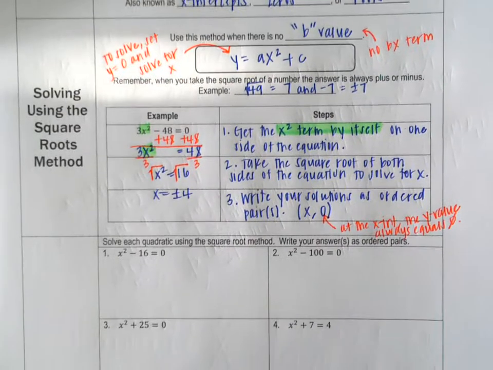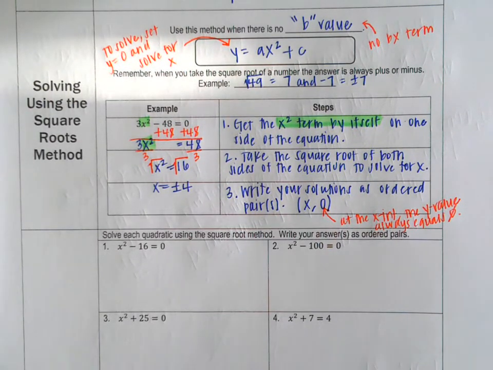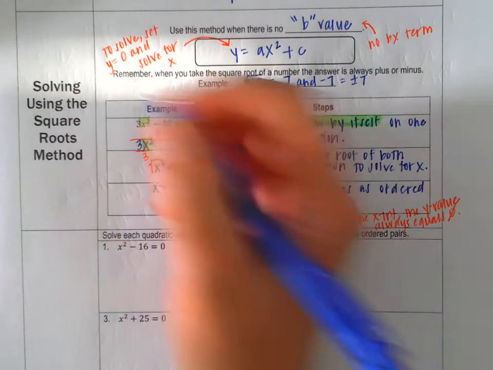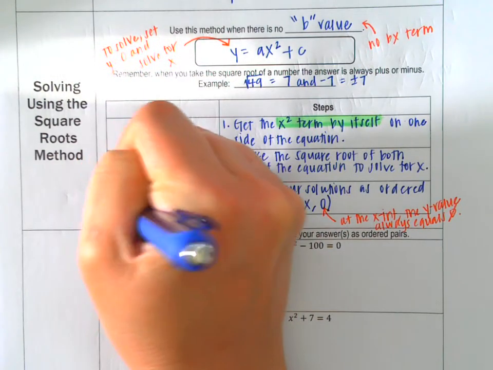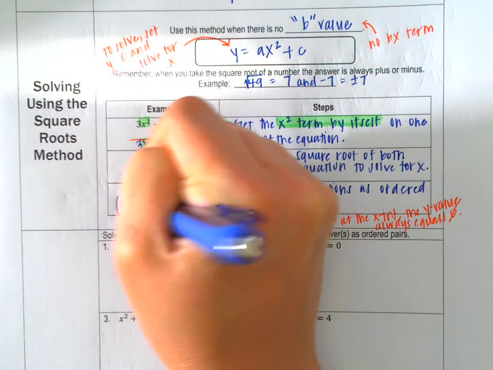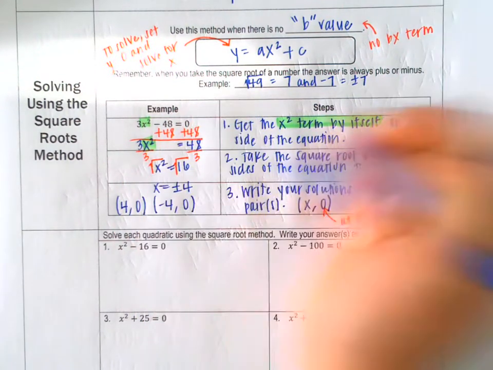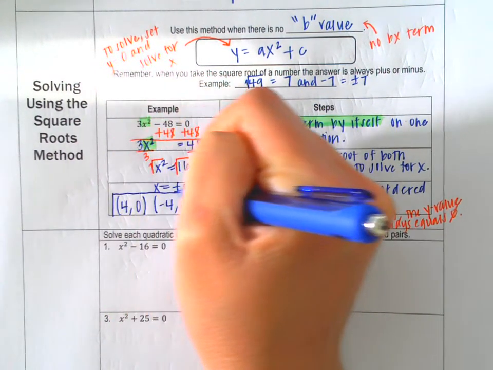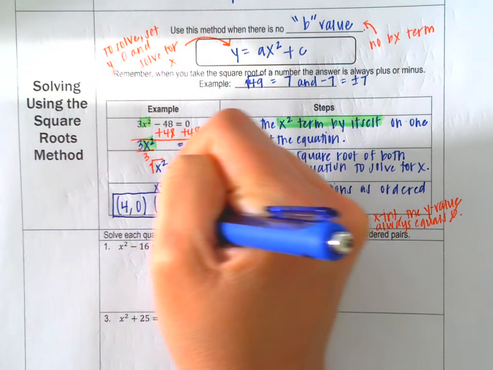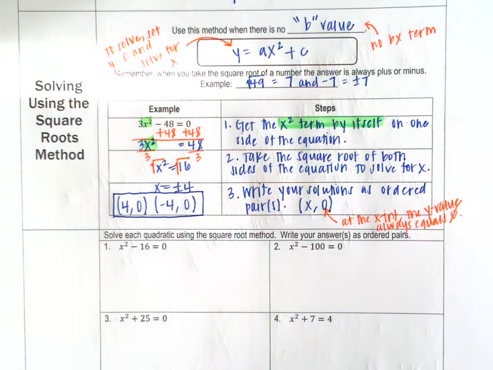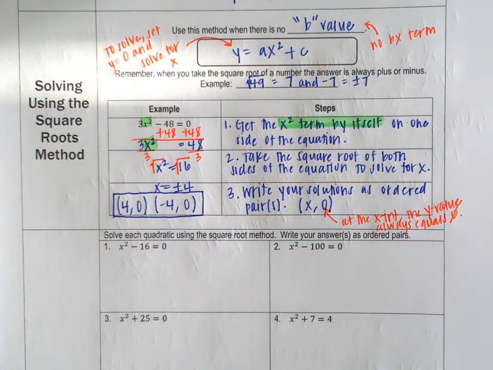Okay, so let's get into some examples. Oh, I didn't write my actual answers. So as ordered pairs, that would be 4 comma 0 and negative 4, 0. And that's it. So we solved by square roots. Square roots to me is like one of the easiest methods when I see that there's no b of x term. I'm always happy because I know that it's going to be very quick.